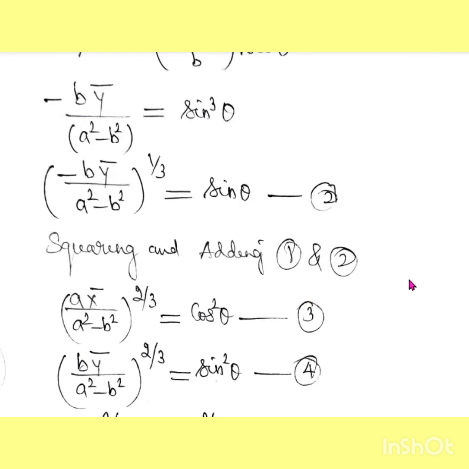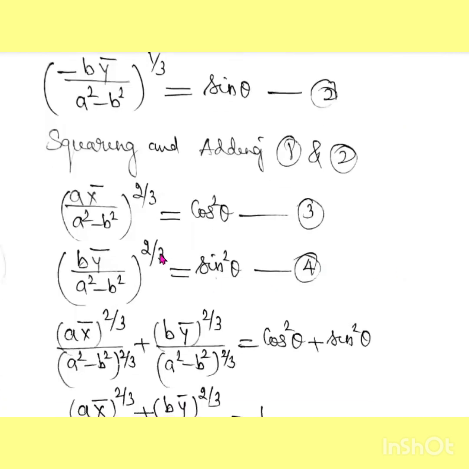Now, squaring and adding equation numbers 1 and 2. Squaring equation 1: (a x bar divided by a square minus b square) power 2 by 3 is equal to cos square theta. Take this as equation number 3. Squaring equation 2: (b y bar divided by a square minus b square) whole power 2 by 3 is equal to sin square theta. Take this as equation number 4.